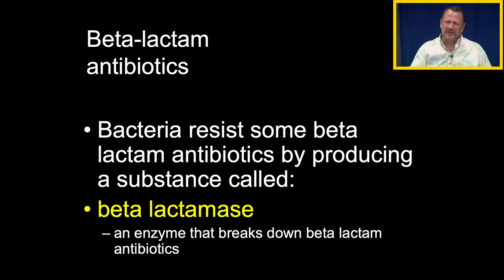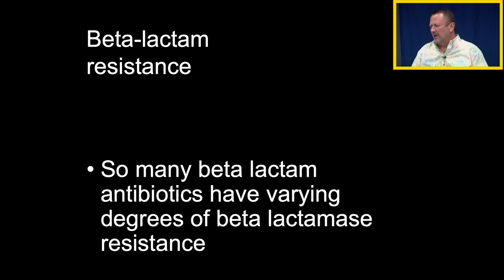Many bacteria will resist beta-lactam antibiotics by producing a substance that destroys penicillin. That's beta-lactamase. The basic penicillins will be broken down by beta-lactamase. That's why we develop penicillins that are resistant to beta-lactamase. This causes a lot of confusion. So many beta-lactam antibiotics have varying degrees of beta-lactamase resistance.